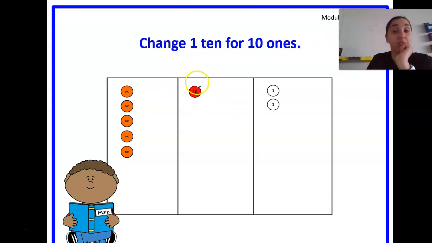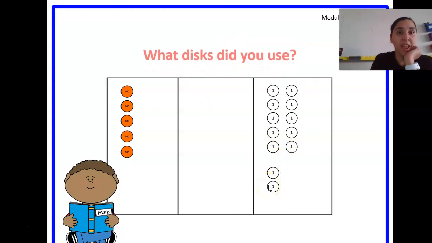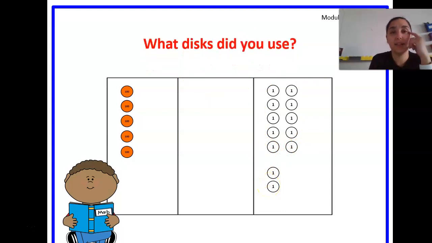Look what's going to happen to this 10. I changed this 10 and I put 10 tens here plus the 2 ones that I have. Now, what discs did you use? Get ready? Brilliant! Yes! 512 ones. Way to go, boys and girls. I'm beyond proud of you guys.